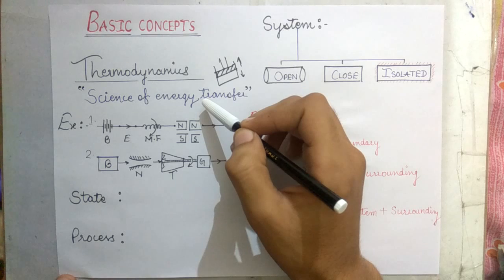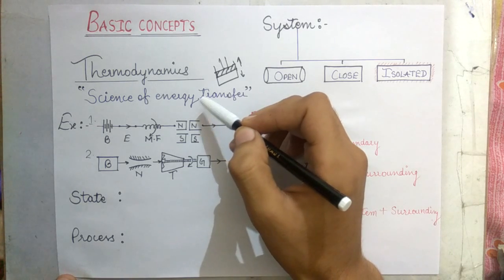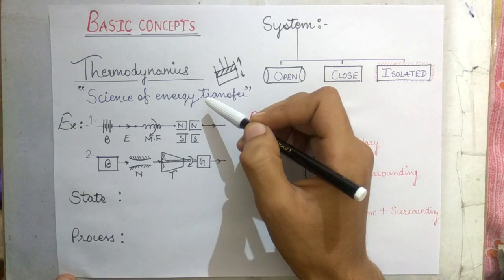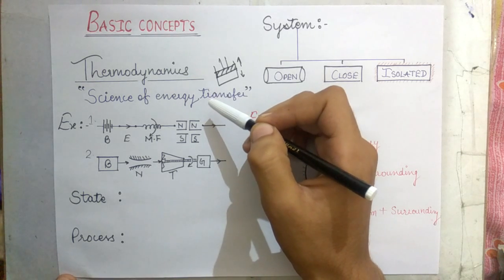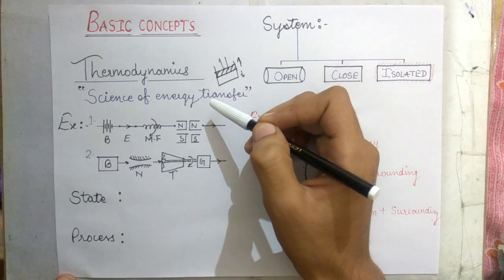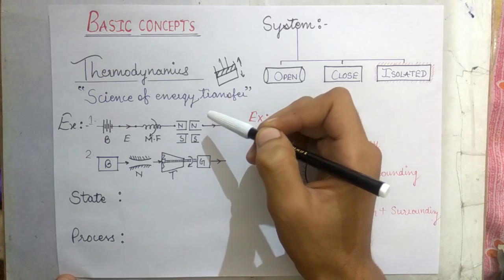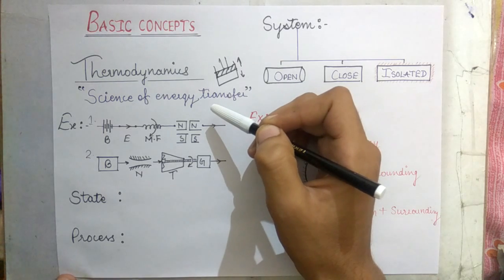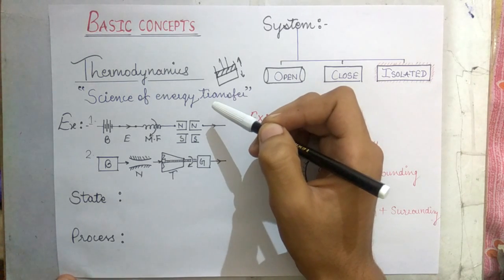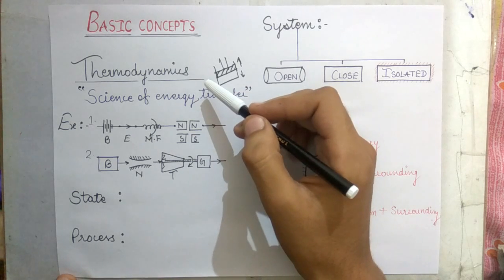Suppose I have a system. Suppose I have a cylinder in which the gas is filled and I constantly give heat energy to it. So what will happen? The temperature will rise, the pressure may rise. So how the properties change if we give heat energy or energy to a substance, it is all defined by thermodynamics.